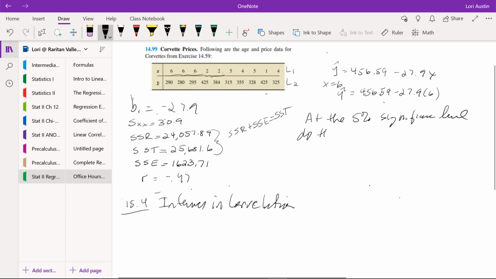So this time it would say, do the data provide sufficient evidence again?